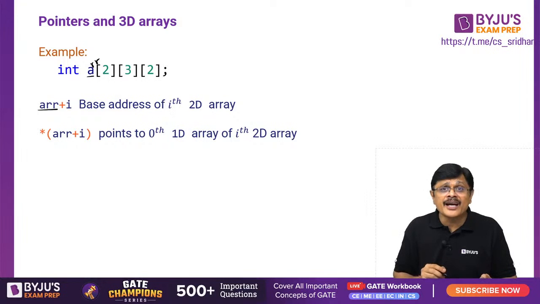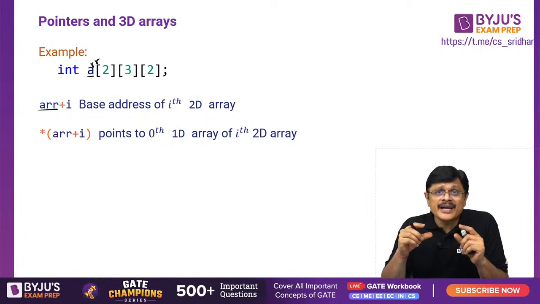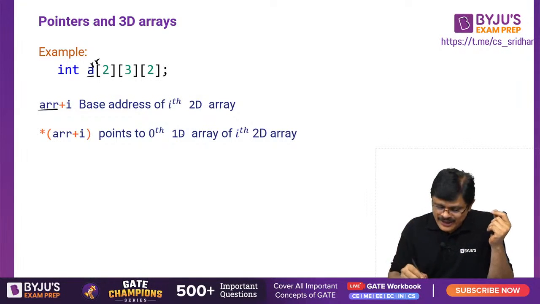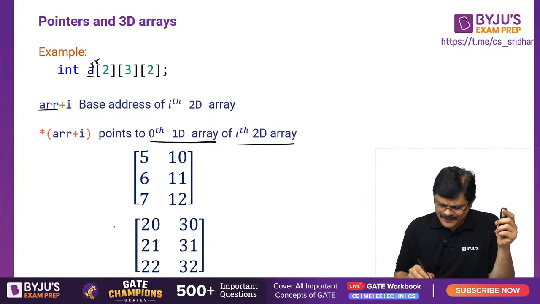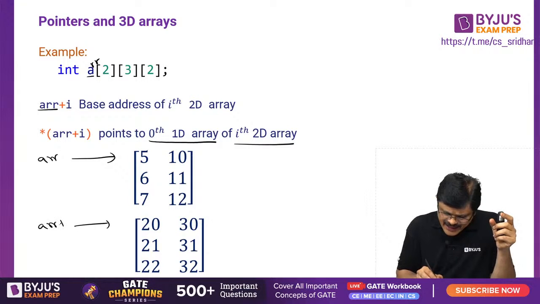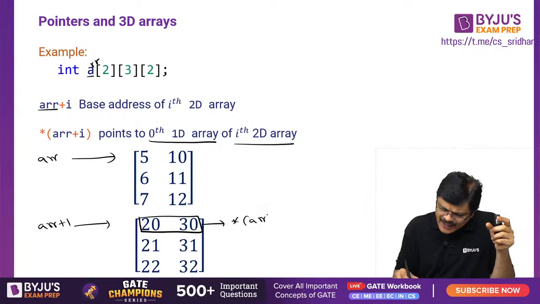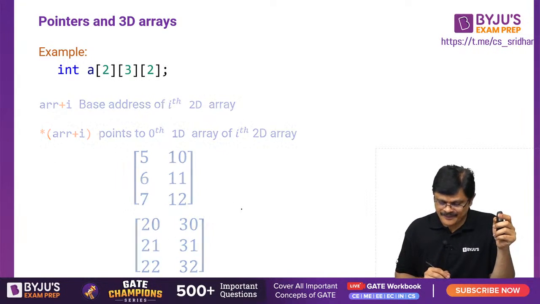Now star of ARR plus I refers to what? In that ith 2D array, you are talking about the 0th 1D array. That is the 0th 1D array of ith 2D array. So for example, this entirely is ARR. This entirely is ARR plus 1, whereas star of ARR plus 1 refers to the 0th 1D array of first 2D array.